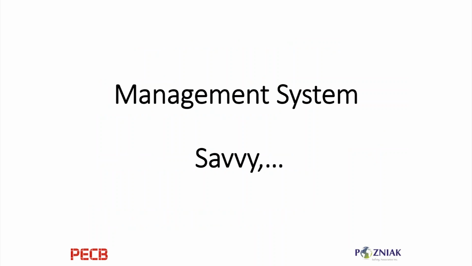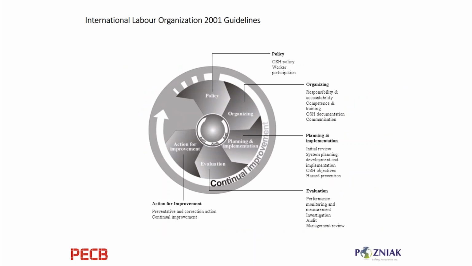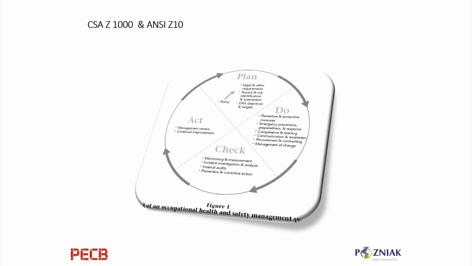So we need to become management system savvy. So what does that mean? That means that we need to know, if we choose to go down this road, what does that mean for our organization? What are they asking us to have in place? So you need to get a hold of the document, the draft document, and you need to compare it against other standards that you may already have implemented your program to. An example of a standard that some organizations have developed their existing programs to is the International Labor Organization 2001 guidelines. In other organizations, it may have been to the Z1000 or ANSI Z10.